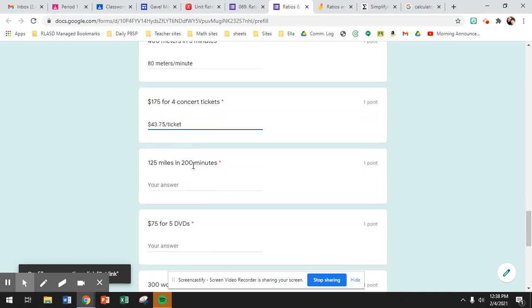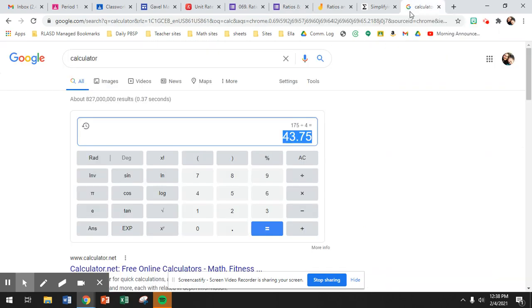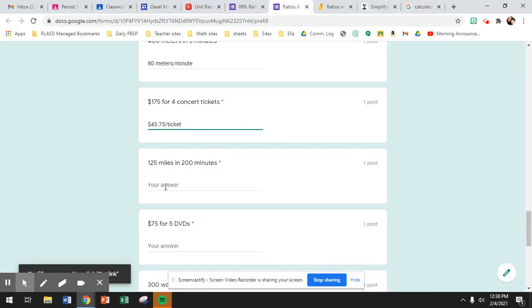125 miles in 200 minutes. So how many miles are you going in 1 minute? 125 miles divided by your 200 minutes. You are going, look, 5 and above, give it a shove. You're going 0.63 miles in 1 minute. So 0.63 miles per minute.